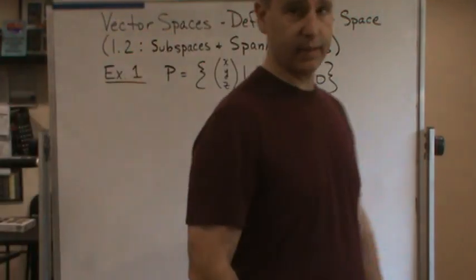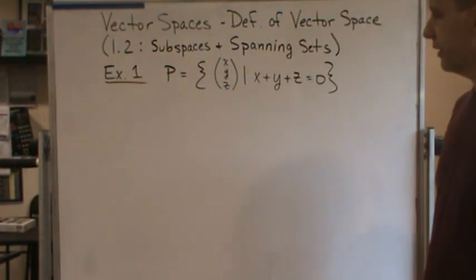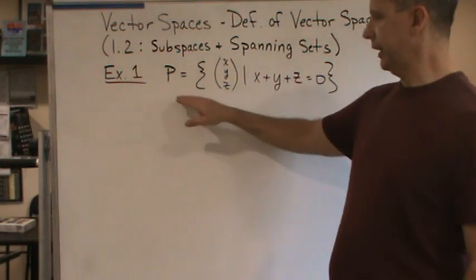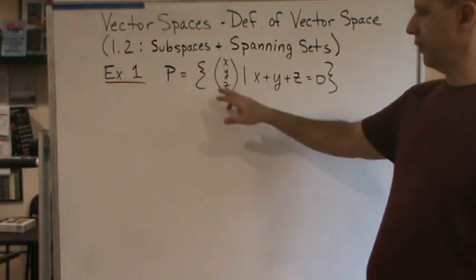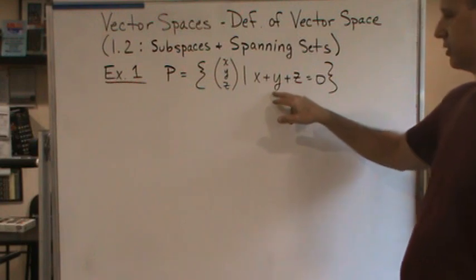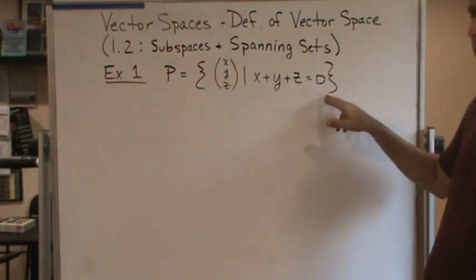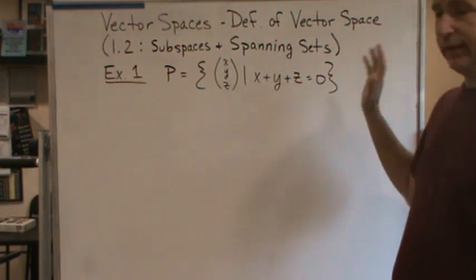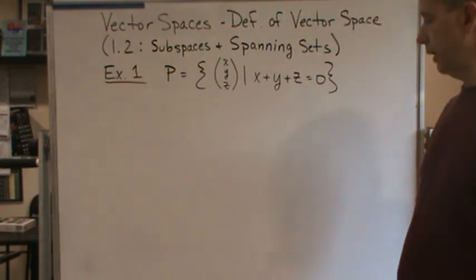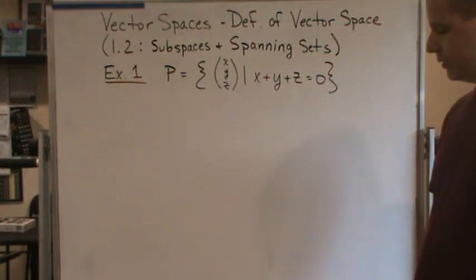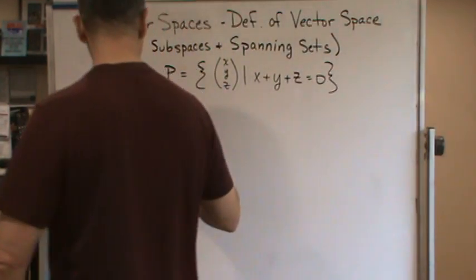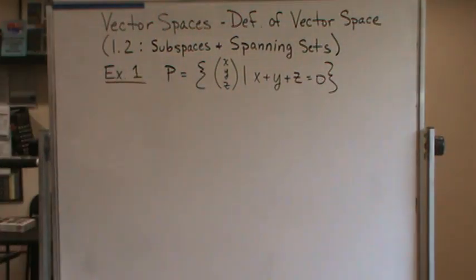Okay, so let's look at this example here. This is an example of a plane going through the origin: the set of all vectors x, y, z such that x plus y plus z equals 0. So we're looking at a plane that goes through the origin. Obviously this is a subset of the larger vector space R3, right?